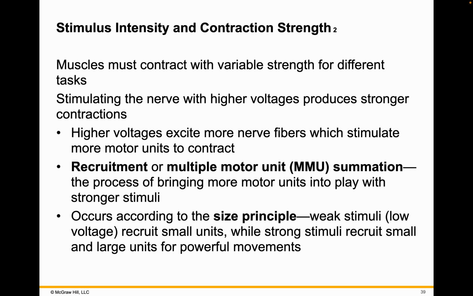Muscles must contract with variable strength and for different tasks. You hold a glass differently than you hold a hammer. Stimulating the nerve with higher voltage produces stronger contractions. Higher voltages excite more nerve fibers, which stimulate more motor units to contract. So we can have recruitment, or multiple motor unit summation, which is a process of bringing more motor units into play with stronger stimuli. It occurs according to the size principle. Weak stimuli, which means low voltage, recruit smaller units, while strong stimuli recruit small and large units for more powerful movements.